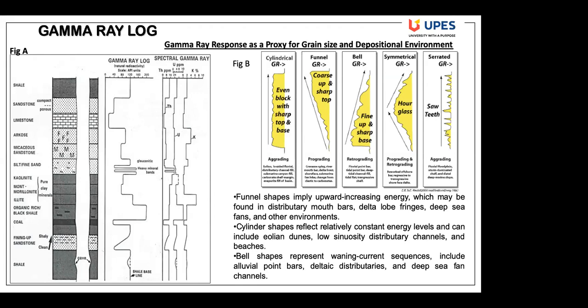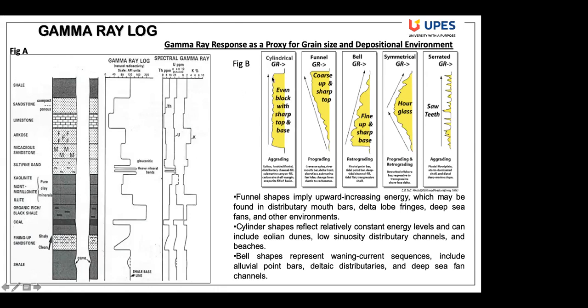Why is it important to understand? We'll be discussing one case study also. In that case, you will be able to know why it is so important to identify the depositional environment. So there are different shapes of gamma, and based on the shapes, you can identify what type of depositional environment it is indicating.